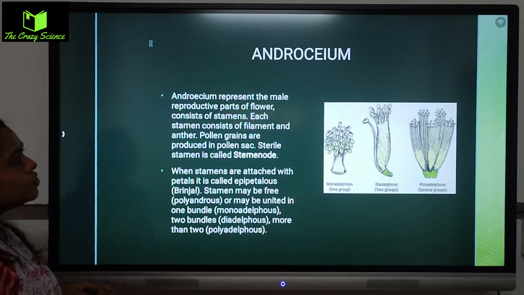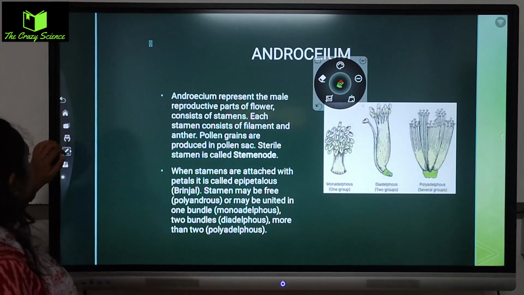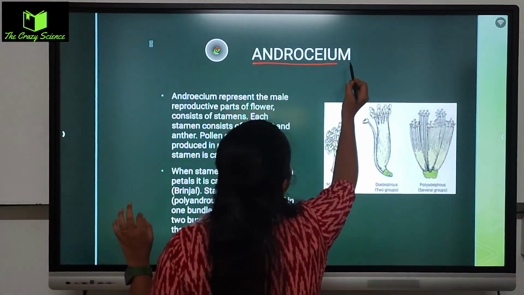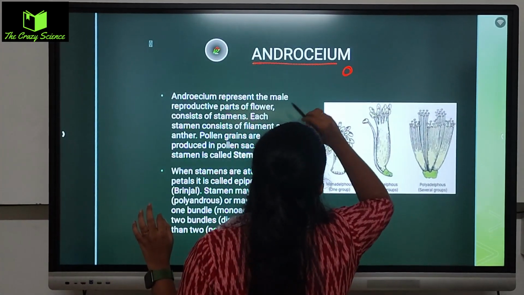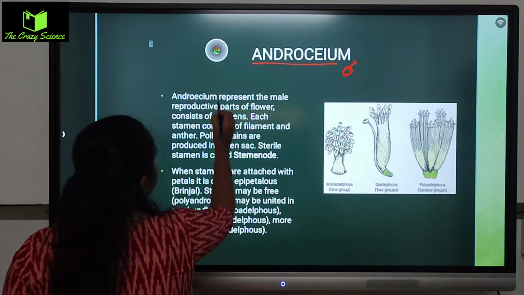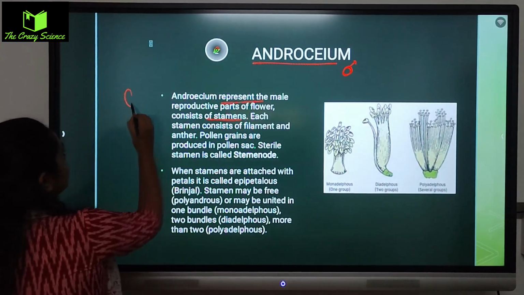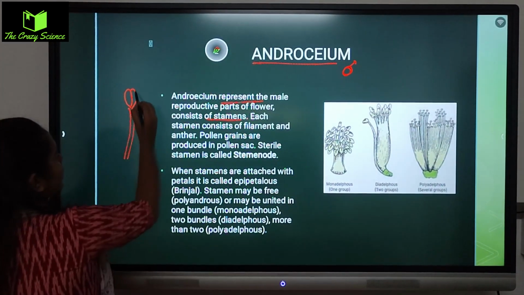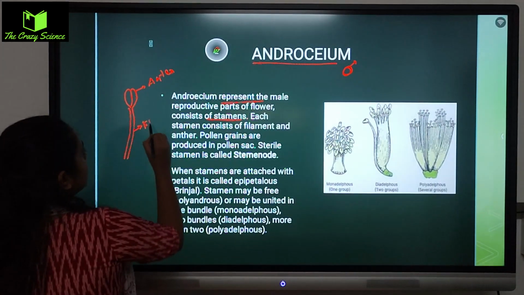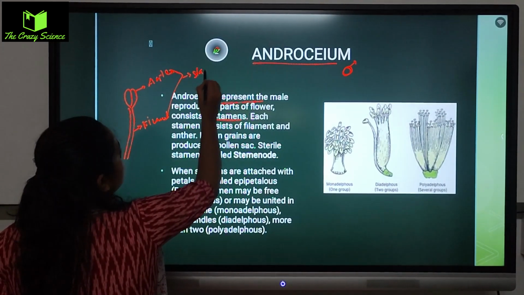Next, androecium. Androecium means we are talking about the male part of the flower. We will learn about the male part. The most important male sexual organ is the androecium. It produces the male gamete, and represents the male reproductive parts of the flower, consisting of the stamen. In the stamen, we know the upper part is called the anther and the lower part is called the filament, and together they are called the stamen.